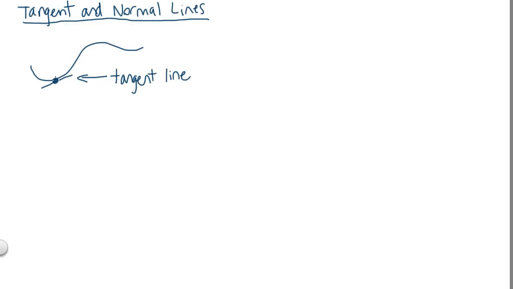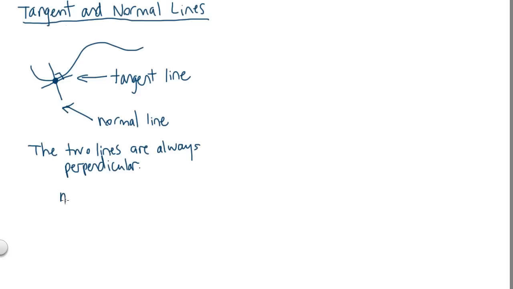The normal line is the line that is perpendicular to the tangent line. So maybe our normal line looks something like that. So the key thing to remember is that the two lines are always perpendicular.